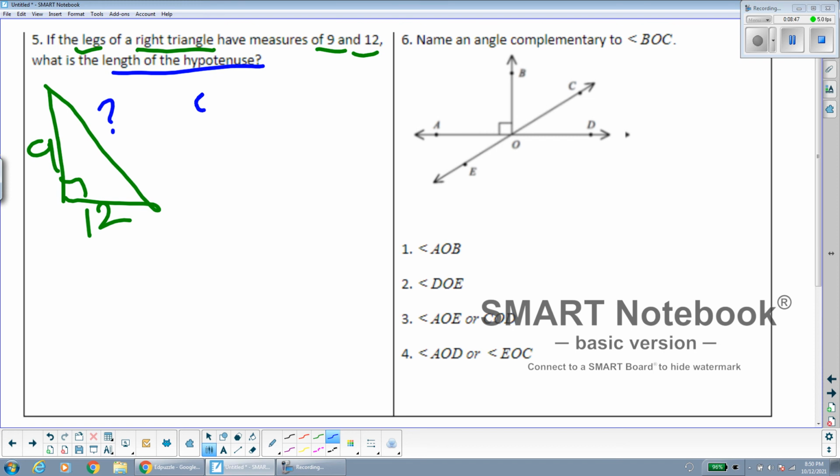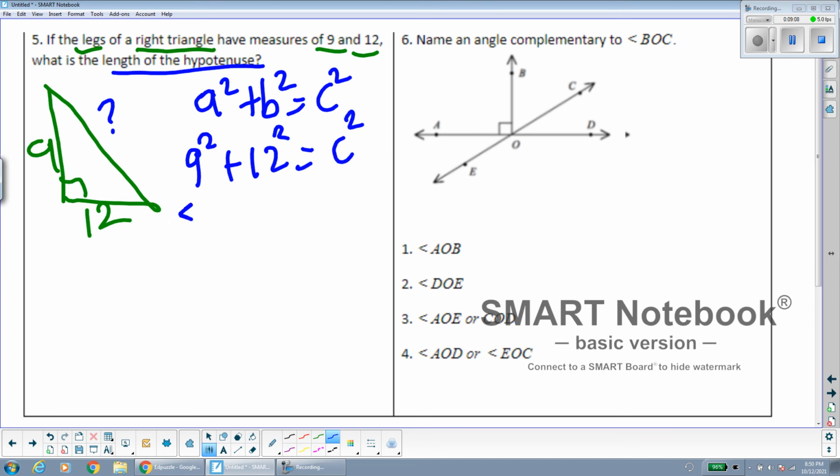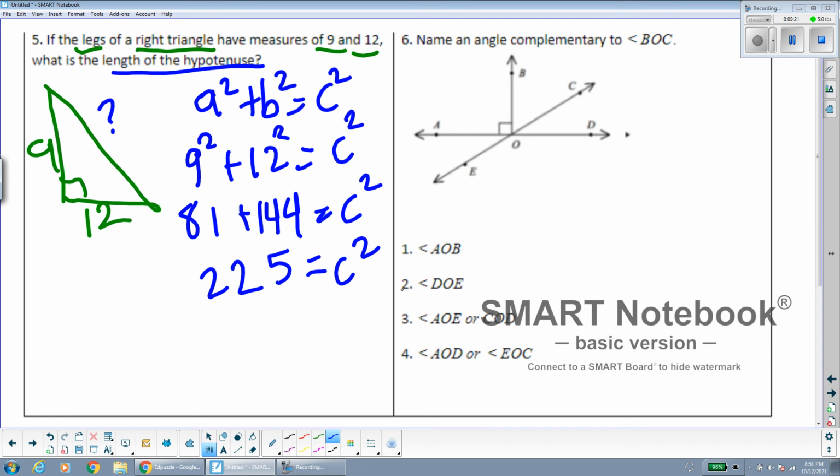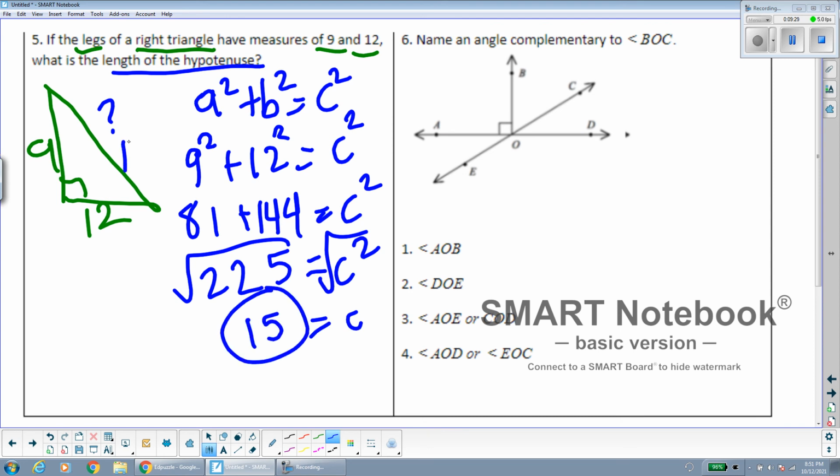So you need to be using the Pythagorean theorem in order to find the length of the hypotenuse, which is a squared plus b squared equals c squared. It was written on the board while you guys were taking the test as well. So I'm going to plug in 9 for one of the legs. I'm going to plug in 12 for the other leg, and we're solving for c. So we have 81 plus 144 is equal to c squared. 81 plus 144 is 225. And to get c by itself, we are going to take the square root of both sides, and we get c is equal to 15. So the missing side of the triangle is 15.